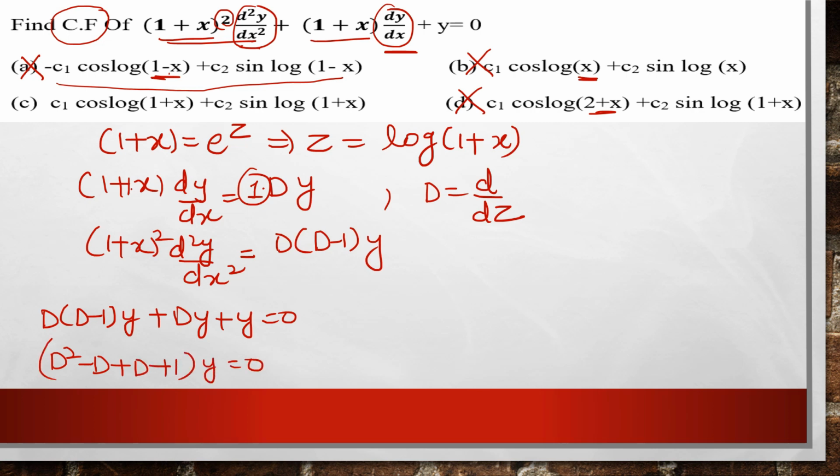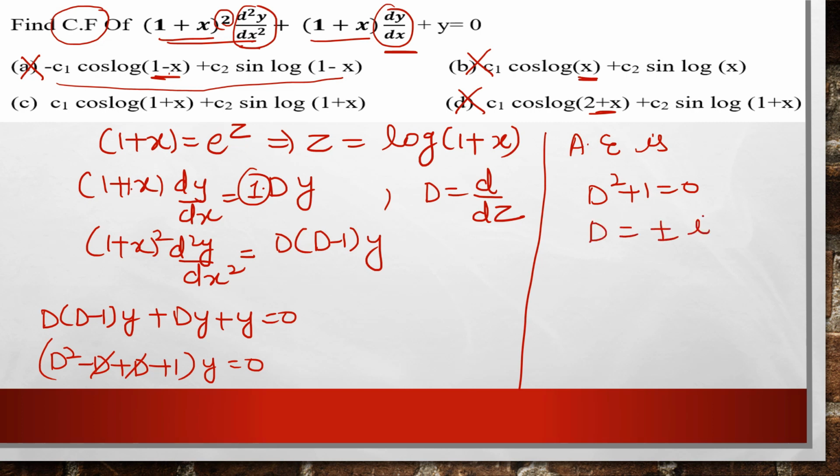This will be cancelled. Now just write the auxiliary equation. This is a higher order differential equation with constant coefficients. So the auxiliary equation is D squared plus 1 equals 0. So what are the roots? The roots are plus minus iota. So what is the solution for this?